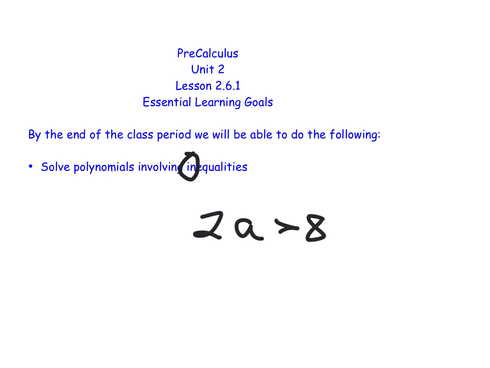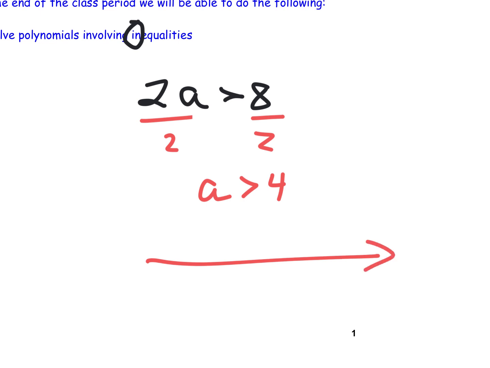2a is greater than 8. Everybody solve that. You treat them just like equations. Did you find yourself dividing by 2 on both sides? A is greater than 4. Raise your hand if you had a is greater than 4. Okay, good. So, do you get that that answer looks like this?